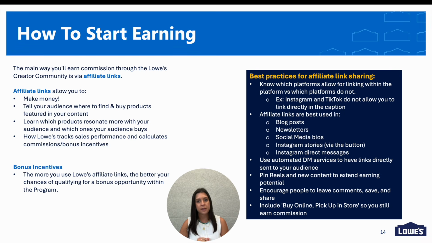Make sure you follow some of these best practices when sharing affiliate links. Know which platforms allow for linking within the platform versus which platforms do not. Instagram and TikTok do not allow you to link directly in the caption, but affiliate links can best be used in blog posts, newsletters, social media bios, Instagram stories with the button, and Instagram direct messages. Use an automated DM service to have your links directly sent to your audience, pin reels and any new content to extend your earning potential, encourage people to leave comments, save and share your content, and include the buy online and pick up in store option.